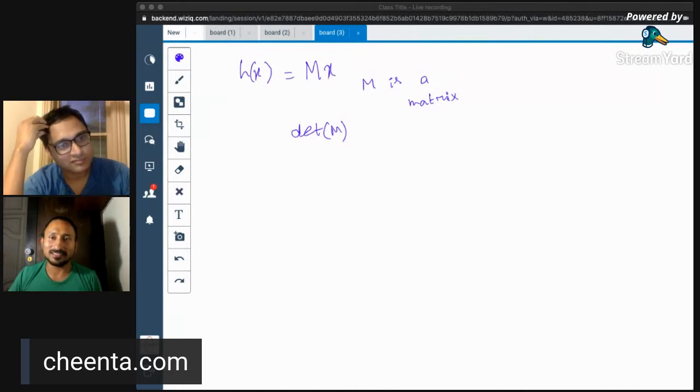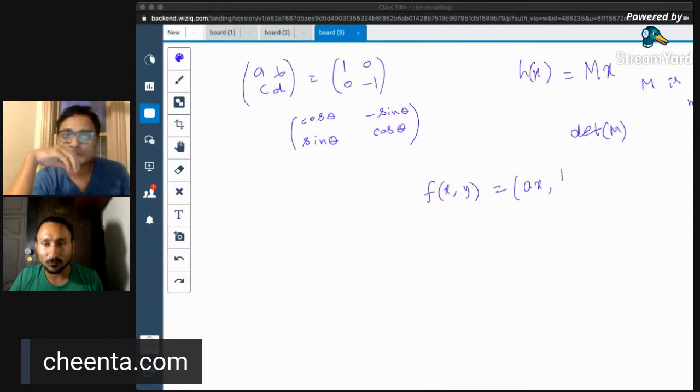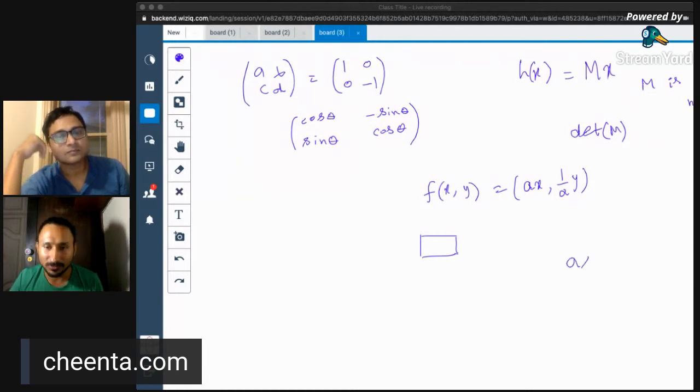No, because you can simply guess the map f of (x, y) equal to (a x, 1 by a y). And why should you guess that this preserves area? Because if you take a rectangle with sides parallel to the axis, one side gets multiplied by a, the other one by 1 by a. So when you do this, you get 1.